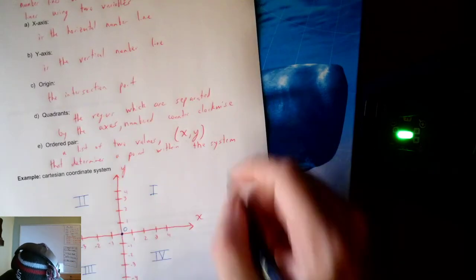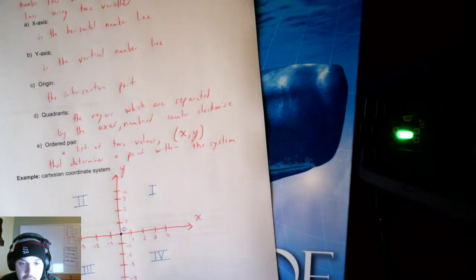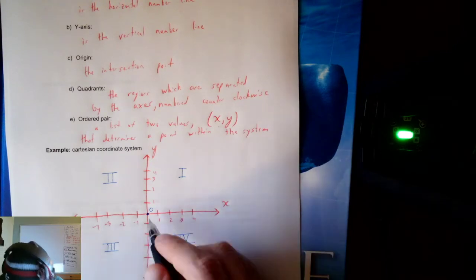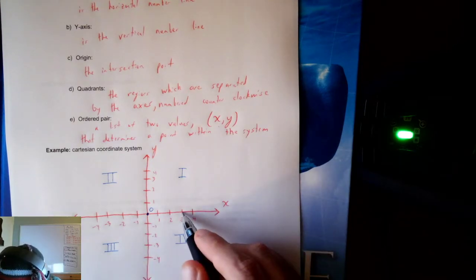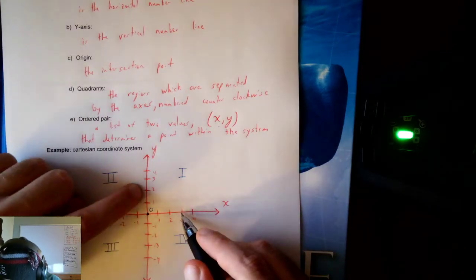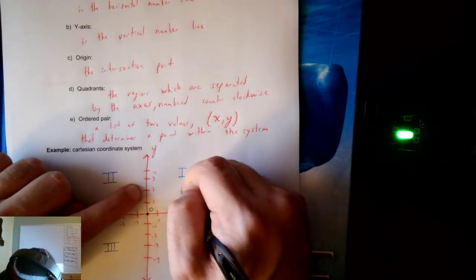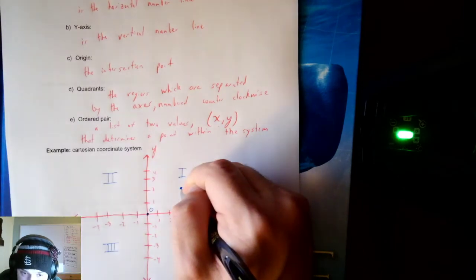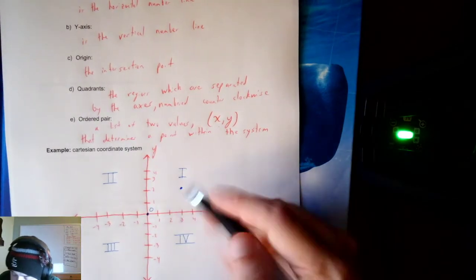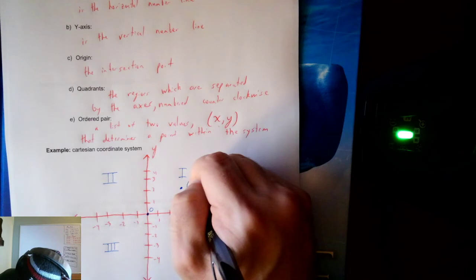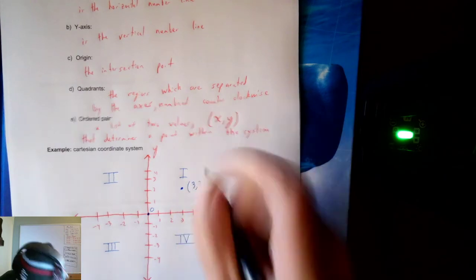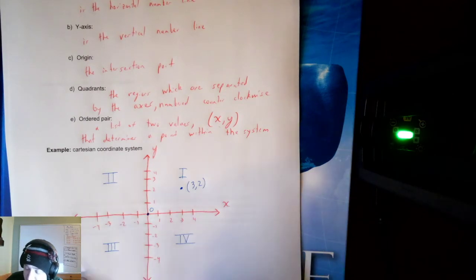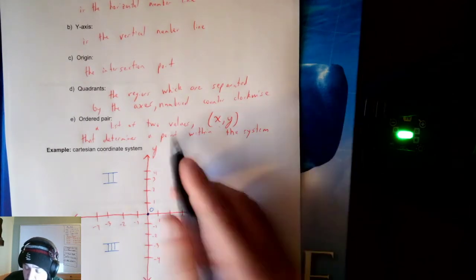Let's say I wanted to graph the point 3, 2. So the x is 3 and the y is 2. I would go over to 3 on the x, and I'd go up to 2 on the y, and I would find where they meet. 3 and 2 meet right there, right? And I would label it 3, 2. The x is first, the y is second. You go left and right first, then you go up and down when you're working with ordered pairs.